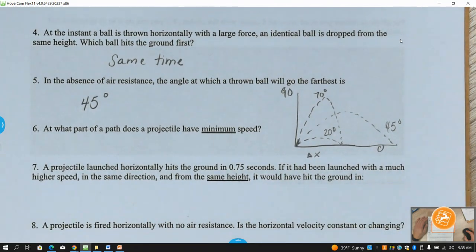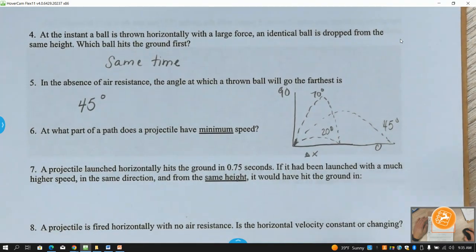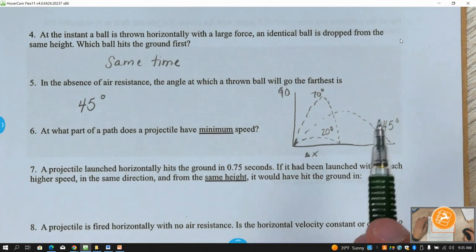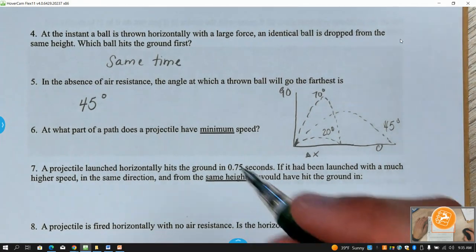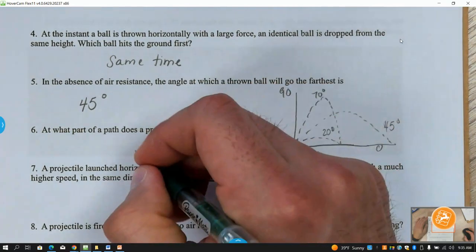So here's a question. If I launch something at 30 degrees, what other angle could I launch it at so that we have the same delta x? 60. What about 40 degrees? 50. All right, so you guys got that. Excellent. What part of the path does the object have the minimum speed?